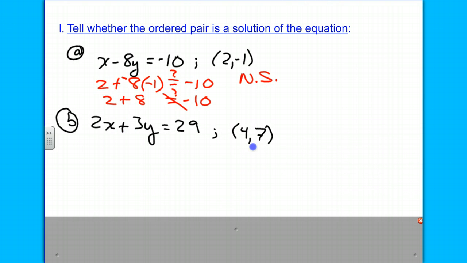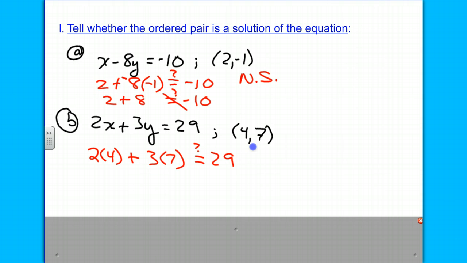Let's try this. 2x plus 3y equals 29. Is this point (4, 7) a solution? And tell me how we can substitute, Emily. Okay, so 2 times 4 plus 3 times 7. And I'm going to use that question mark again because we're testing it.